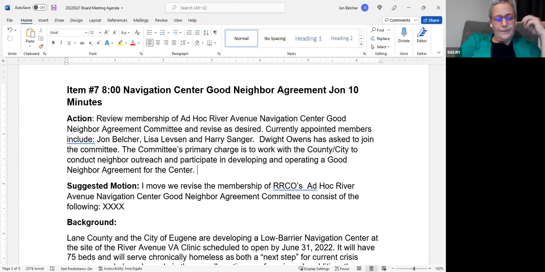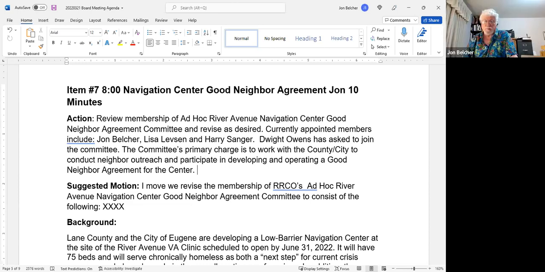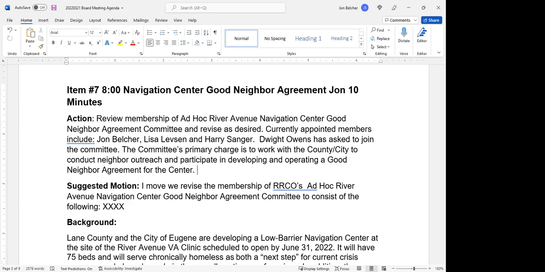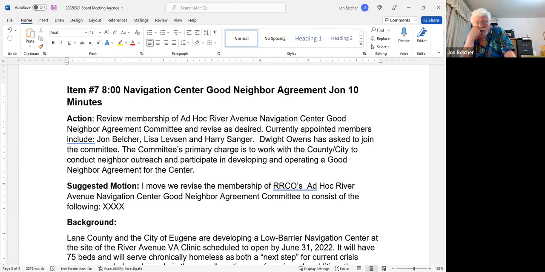This committee exists. We're just talking about revising the membership. It's not a new committee. That may be a distinction without a difference, but it is true that it exists. John, maybe if you explained very shortly, how long do you think this committee will be working on this project? Kind of how many times are we going to meet with the city? Just generally, where do you see it going?